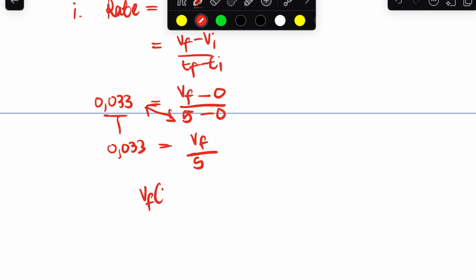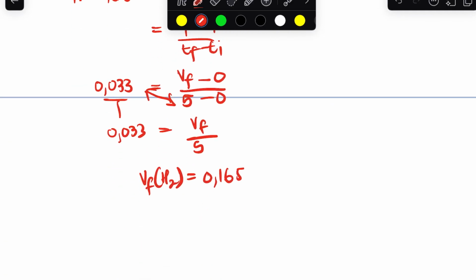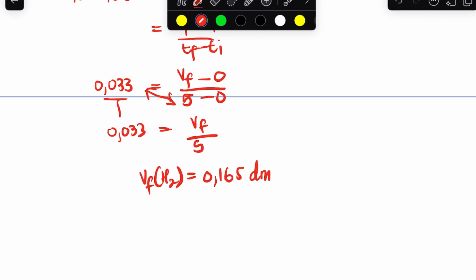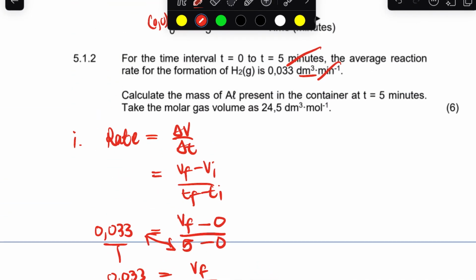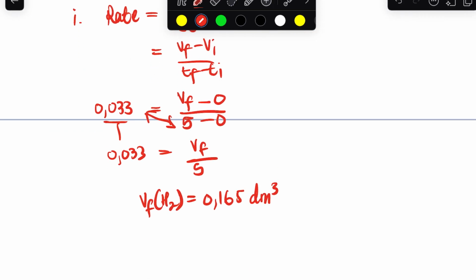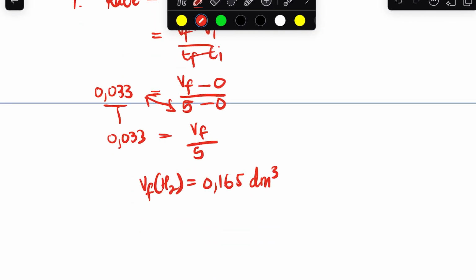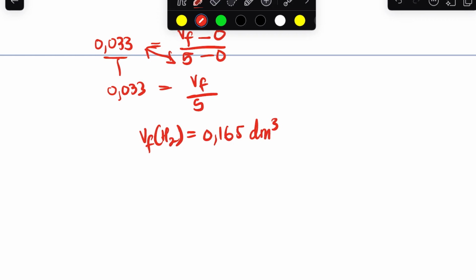So the V final for the hydrogen, that's the volume that is produced at that moment. So it's going to be 0,165 dm3. How do we know it's going to be dm3? The minute and the minute in that is going to cancel, and we're going to be left with dm3 there. Right, step number 2, having that volume.